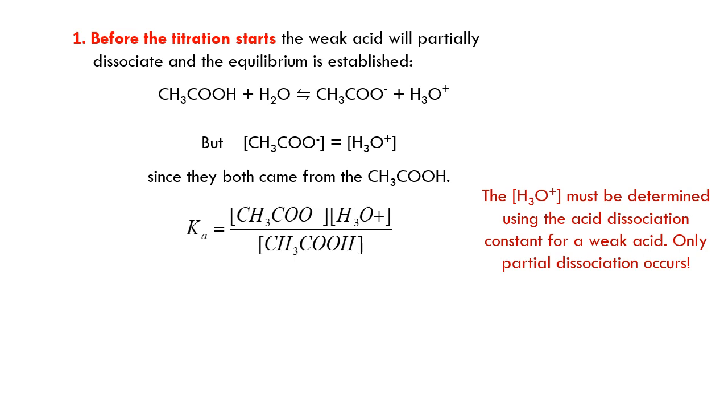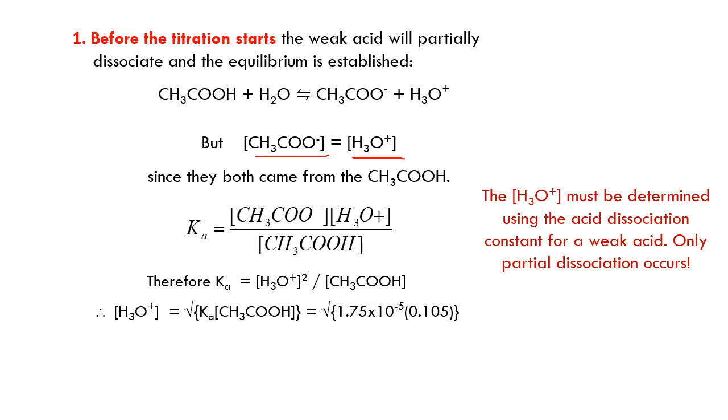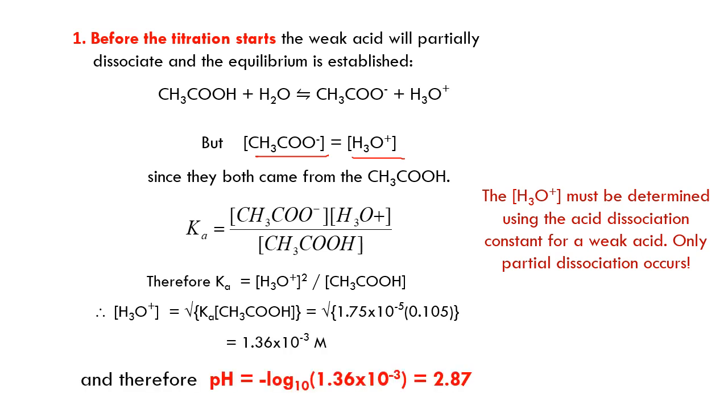Now, when we are determining the hydronium ion concentration, we must determine it using the acid dissociation constant because it's a weak acid, so only partial dissociation is occurring. Therefore, we can make some adjustments to this Ka expression because we know the concentration of acetate ions and hydronium ions will be equal at this point in the reaction. We can make some adjustments to our Ka expression and solve for the hydronium ion concentration. Once we do this, this concentration of hydronium ions can be used to determine the pH.